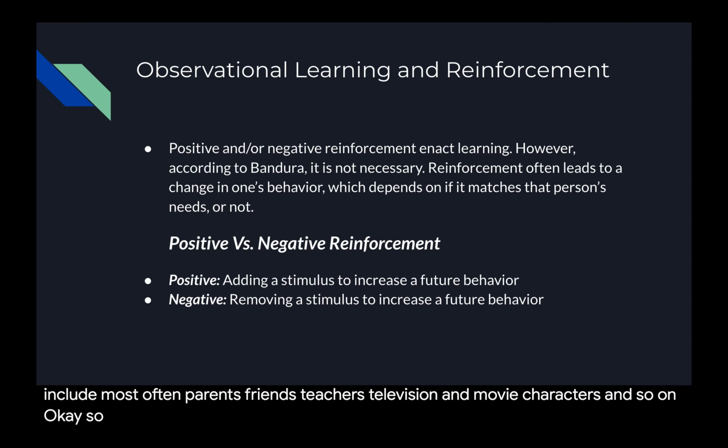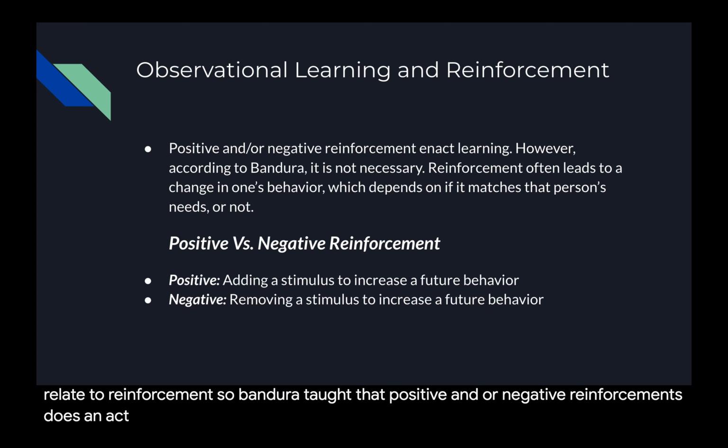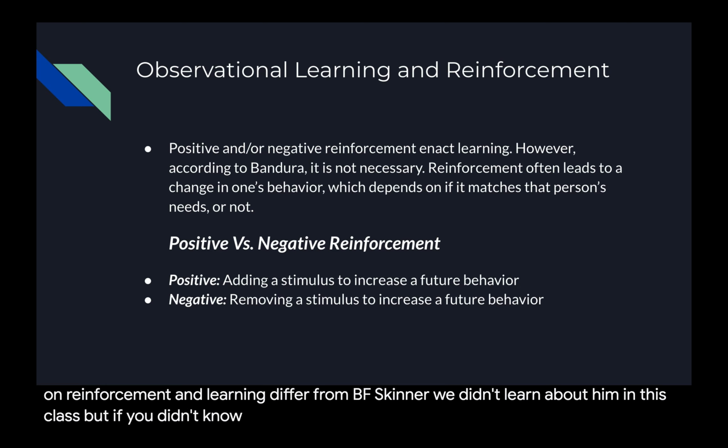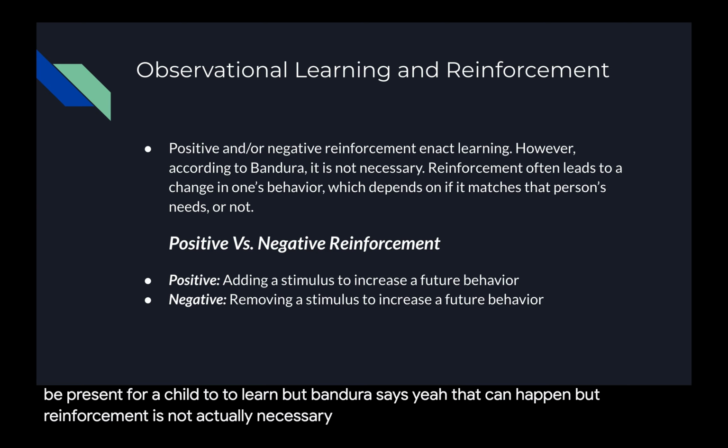Okay, so what actions are being modeled and imitated in observational learning relate to reinforcement. So Bandura taught that positive and or negative reinforcements does enact learning, but it is not necessary for learning to occur. So Bandura's thoughts on reinforcement and learning differ from B.F. Skinner. We didn't learn about him in this class, but if you didn't know, he said that reinforcement has to be present for a child to learn. But Bandura says, yeah, that can happen, but reinforcement is not actually necessary.